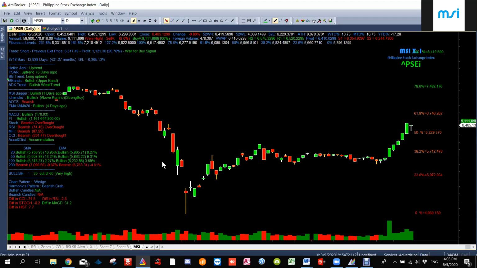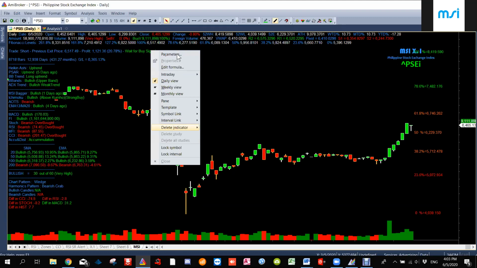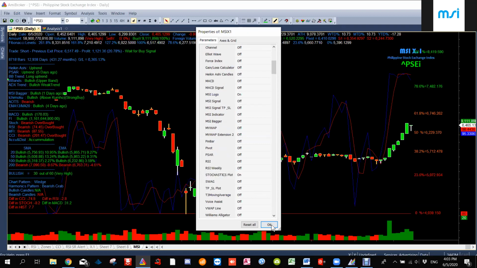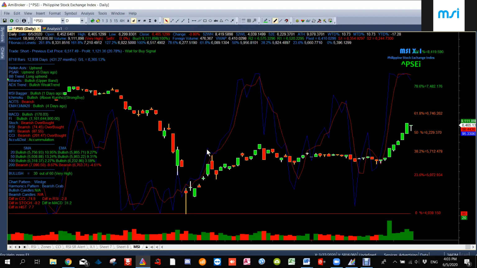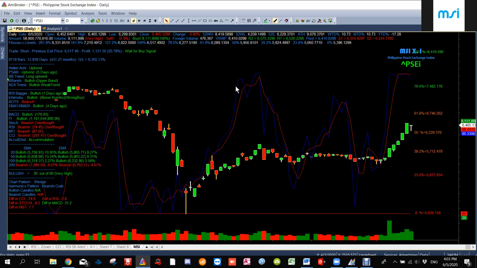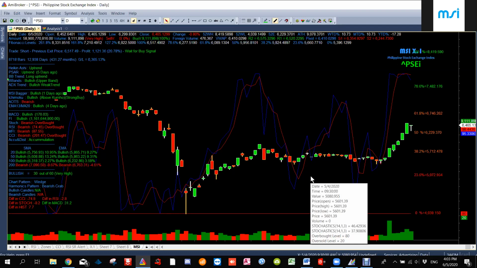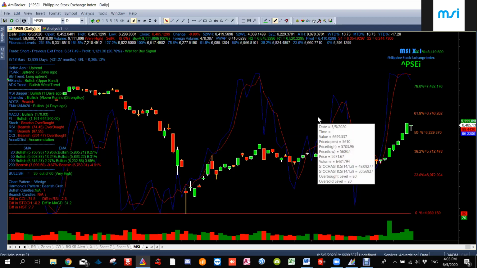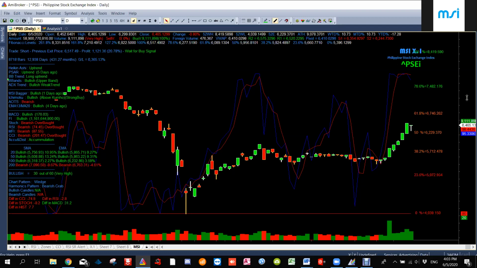Okay, so the next one we have the stochastics. So yung stochastics naman, let's say stochastics. Okay, so yan yung stochastics. Yung stochastics, meron din siyang crossover. Okay, so karamihan ng mga indicators is nagkakaroon siya ng crossover. So pag nag-cross yung, let's say, blue sa red or yung red sa blue, it's either magkakaroon ng buy signal or sell signal. Okay, it's very similar to dito sa ating stochastics, no.